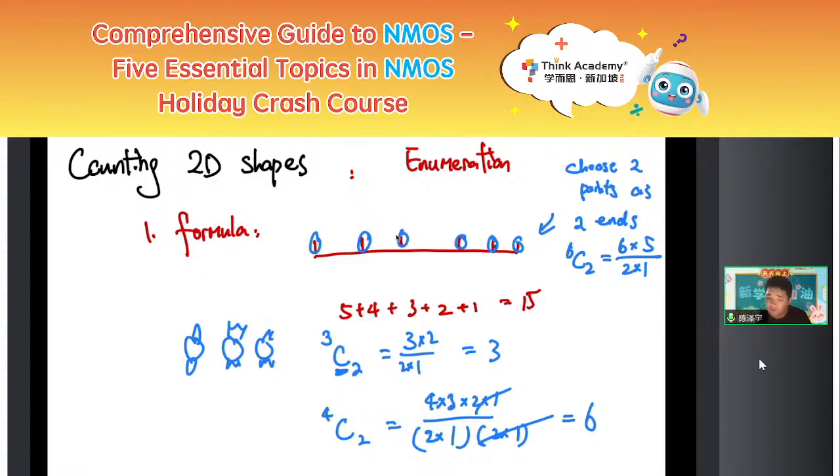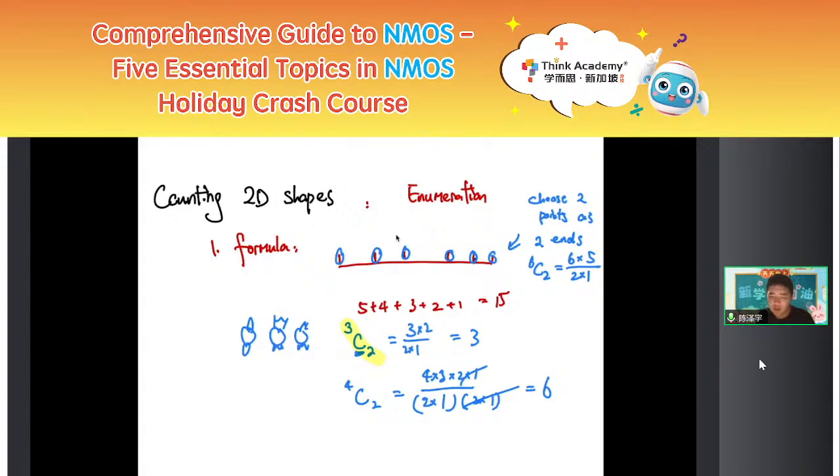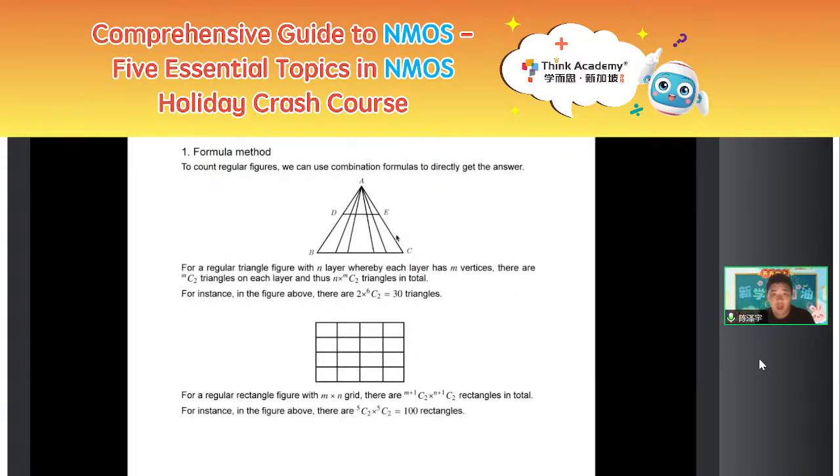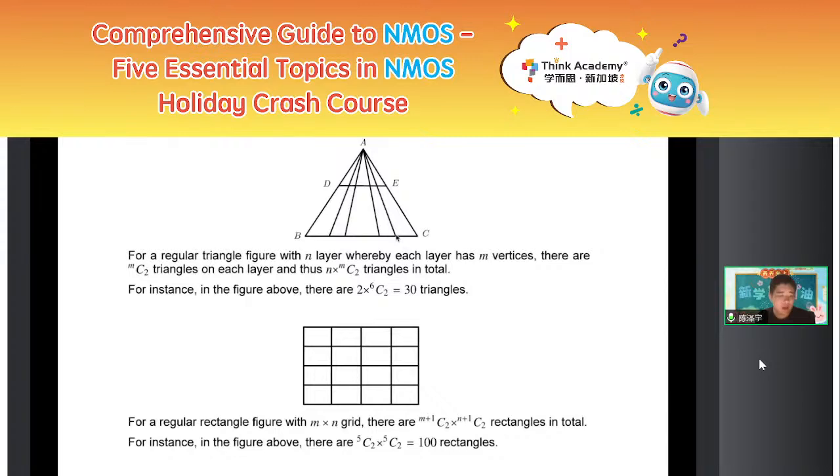If you're not familiar with this choose notation, you might find it a little difficult to understand what we have here, because you will see a lot of choose notation. So I highly recommend you study the choose notation, the C, first, before you actually do the counting of 2D shapes.